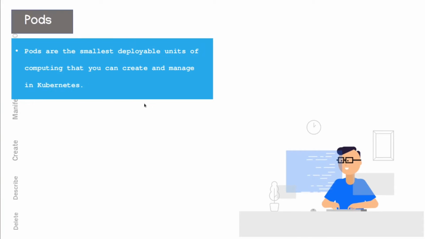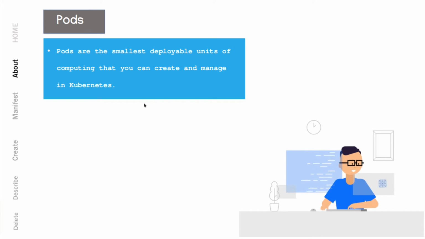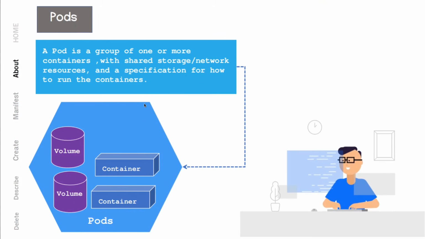Pods are the smallest deployable unit of computing that you can create and manage in Kubernetes. A pod is a group of one or more containers with shared storage, network, resources, and a specification for how to run the containers. A Kubernetes object is created from a YAML file.